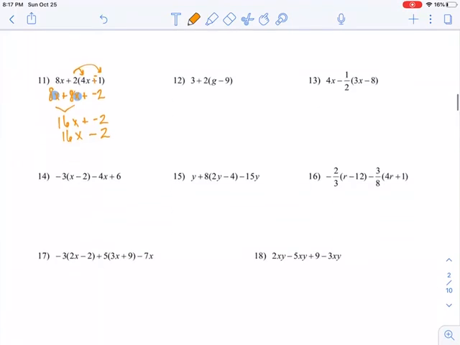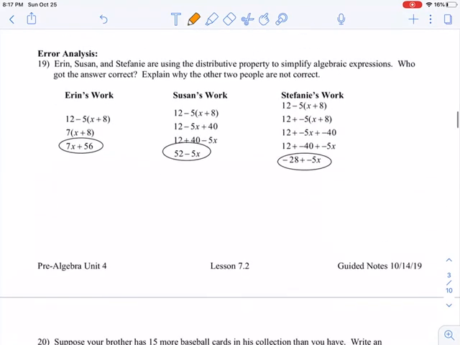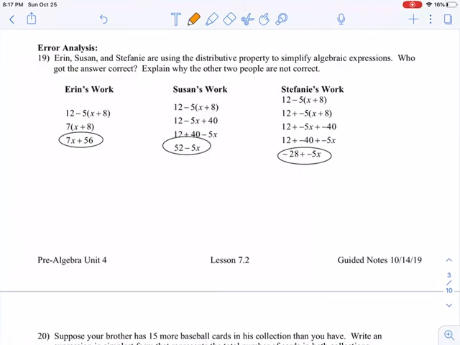All right. If you look at number like 16, you just have 2 distributives in that one. Don't let that scare you. You can do that. Same with number 17. There's 2 distributives in that one as well. And you've got an error analysis one there that you can look at and see who made the error.